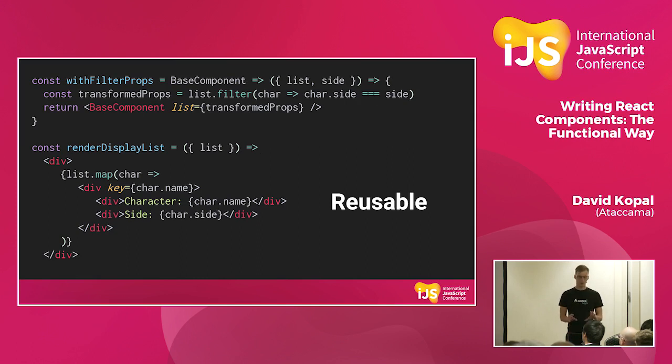Now, what we did is that our render display list is reusable again. It does take care only for the UI. And what we did here is that we move all the logic to the higher order component with filter props and let the render display list take care only for the presentation. Now again, higher order components enable you to enhance your presentational component with some logic.